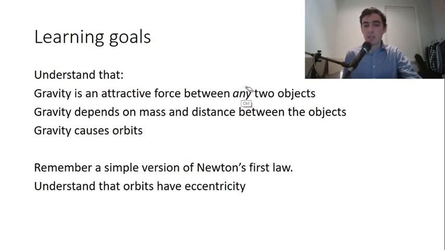A lot of people think about gravity as the force pulling us down to Earth, which is true, but it's not just that. Gravity depends on mass, we'll talk about what that is, and the distance between the two objects. And gravity causes orbits. These orbits are caused by gravity. We're also going to remember a simple version of Newton's first law, and understand that orbits have eccentricity. I still can't say that word. And we'll talk about what that is.